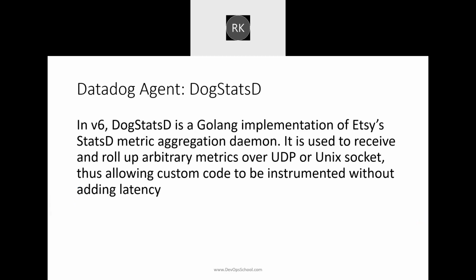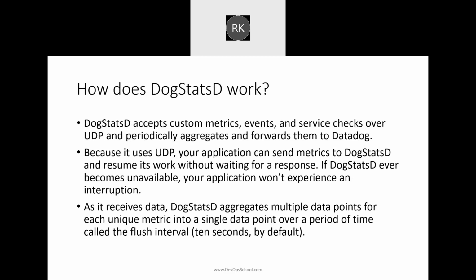So dogstatsd is a Golang implementation of the StatsD metrics aggregation daemon. It is used to receive and roll up arbitrary metrics over a UDP and/or Unix socket, thus allowing custom code to be instrumented without adding latency. Okay, so how does dogstatsd work?